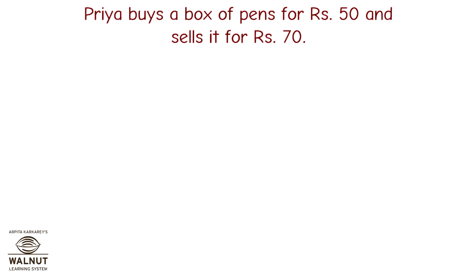So, we'll make two columns. Write CP in one and profit in the other. Then, put the values below CP and profit. For rupees 50 CP, profit is rupees 20. For rupees 100 CP, what is the profit?